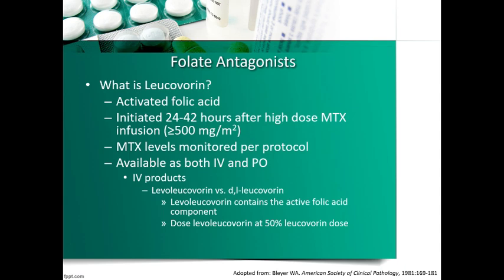So what is leucovorin? This is our activated folic acid. So it's like THF that we saw in the previous slide. We don't always give leucovorin, so we'll start giving this if patients are getting high doses of methotrexate. So if they're getting 500 milligrams per meter squared or more of methotrexate, then we start to give leucovorin. So if you're getting methotrexate for rheumatoid arthritis, you're not going to need leucovorin.